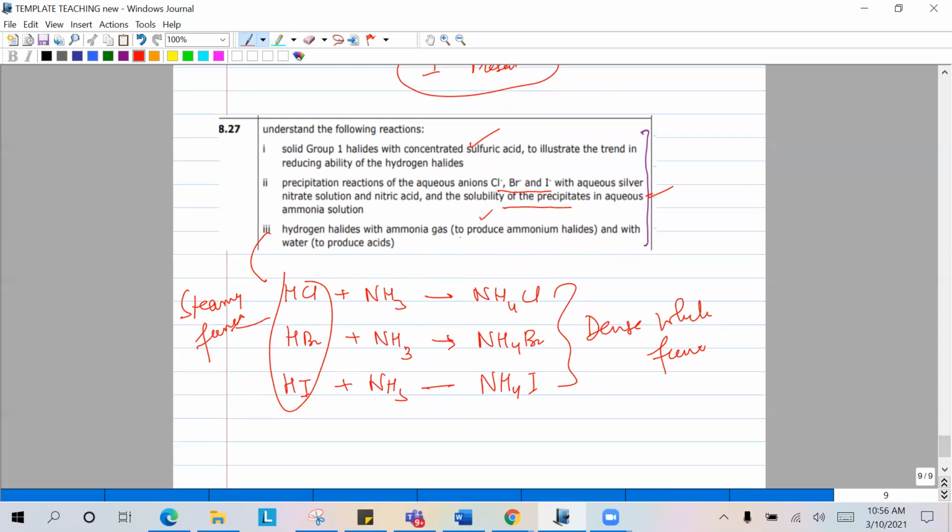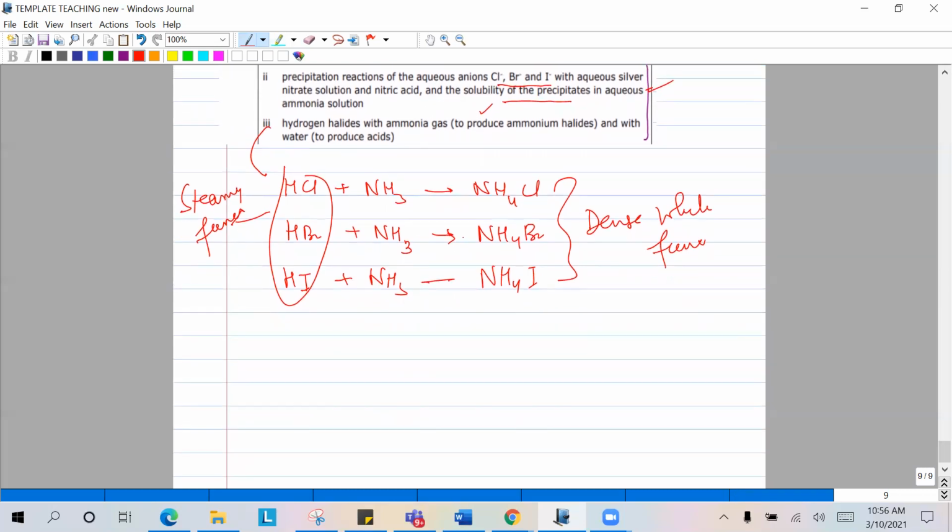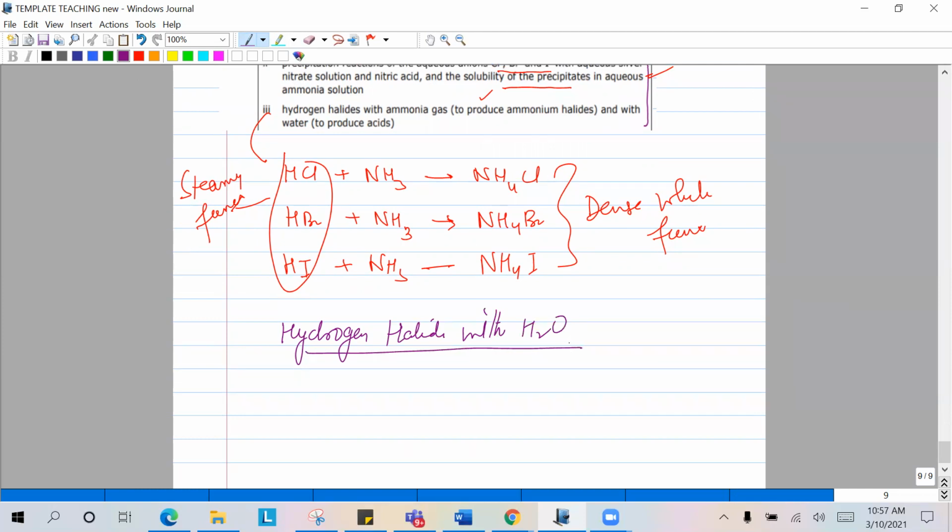So that is done. And then hydrogen halide with water. So that means you just add them to water. If you have HCl gas, hydrogen halide means the gas part, you add it to water, it becomes HCl aqueous. Now, this will be known as hydrochloric acid.